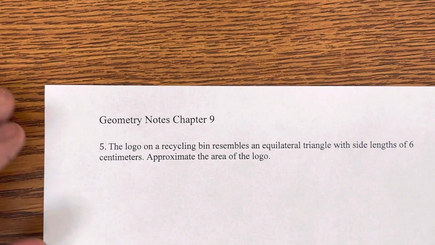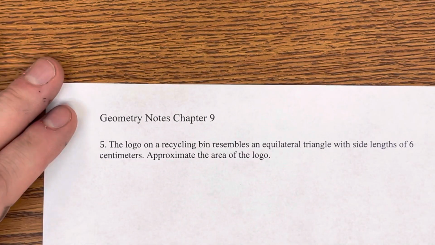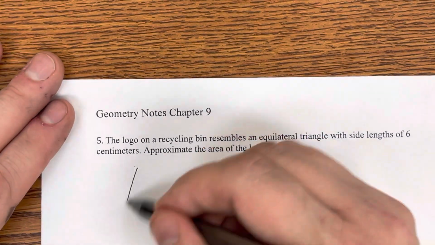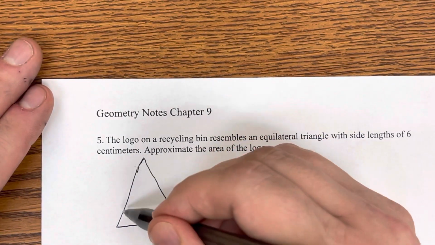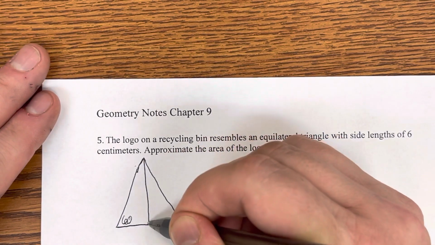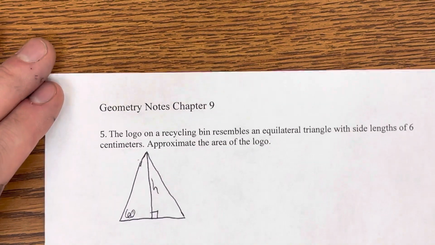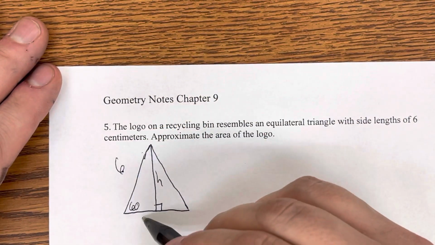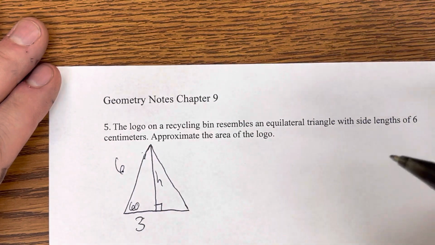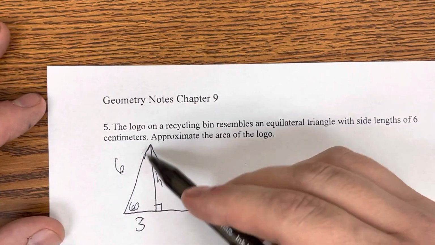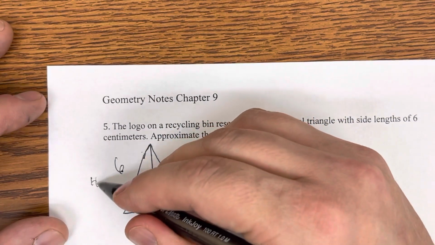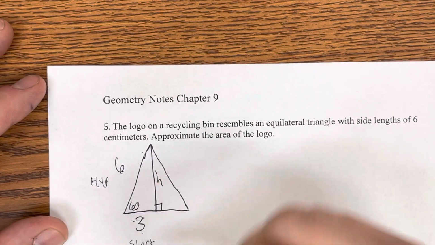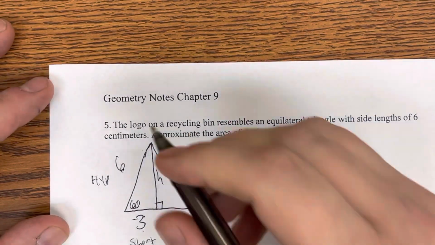All right, last page, just 2 left here. A logo on a recycling bin resembles an equilateral triangle with side lengths of 6 centimeters. Approximate the area. So, again, another area problem here. Equilateral triangle, 60. Bam, here's my height. I have to know the height to find the area. It says the side lengths are 6, so that would mean this is half of that, which is 3. And that kind of makes sense here. The hypotenuse, the short leg, times it by 2, there's my hypotenuse. Kind of some special things going on there.